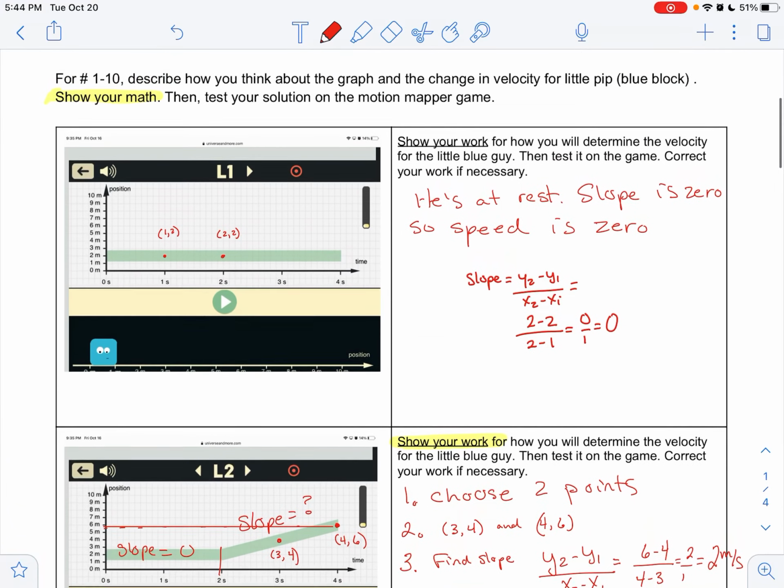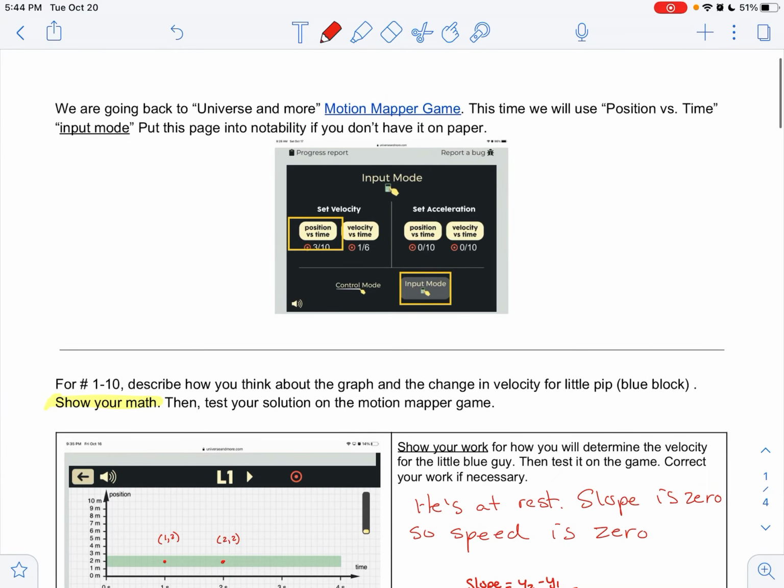Here's a little help for those struggling with today's classwork. You need to put this document into Notability or print it out so that you can show some work in a math sort of way.